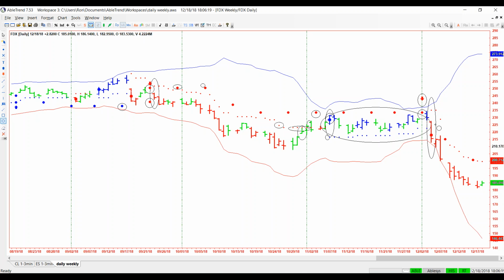Where do you put your stop loss? On the top of the red bar. Doesn't matter how far it is from that small red dot, because normally we want to get in when it's closer. Just put your stop loss on the top of that red bar.